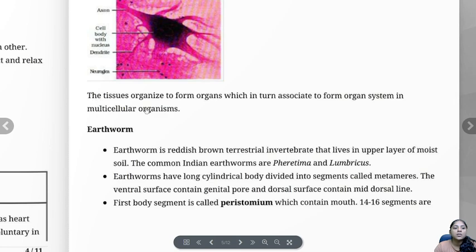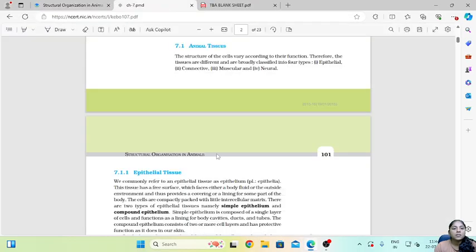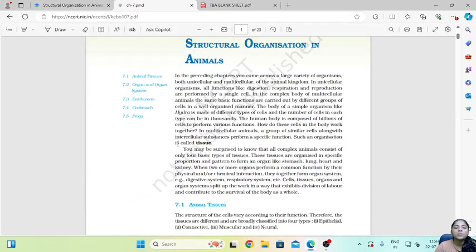So the tissues are organized to form organs, which in turn associate to form organ systems in multicellular organisms. So all these tissues organize together to form the different types of organs, and all the organs associate to form organ systems in the multicellular organisms. So this is all on the types of tissues.